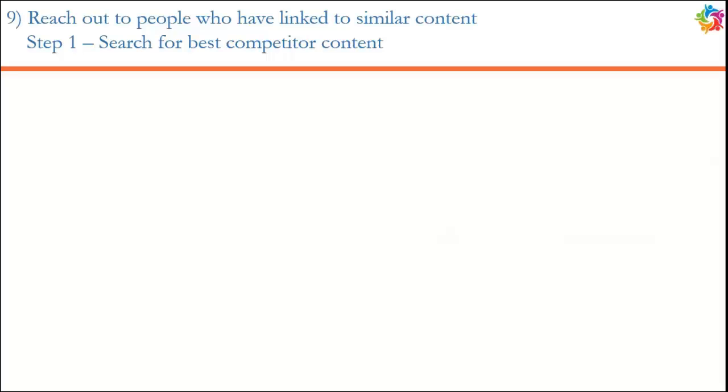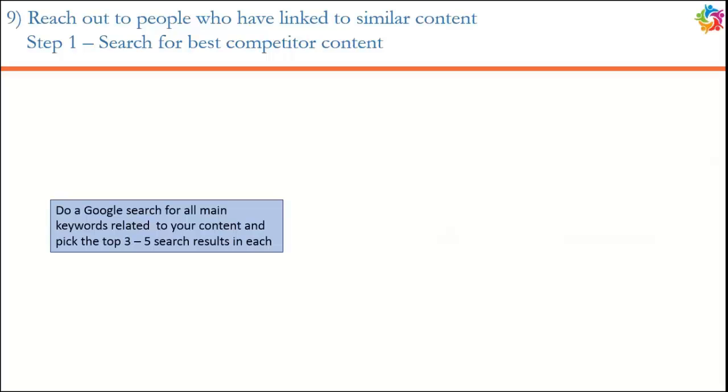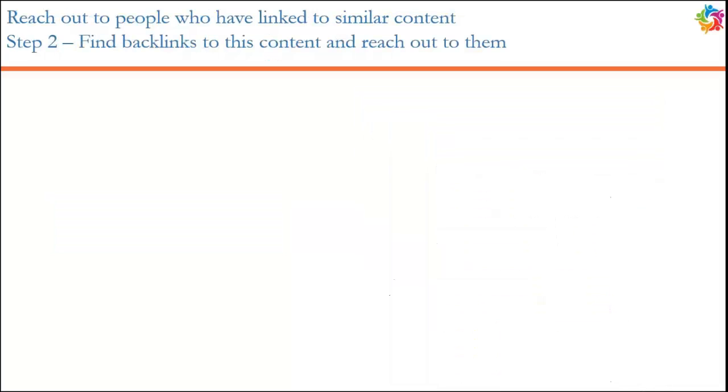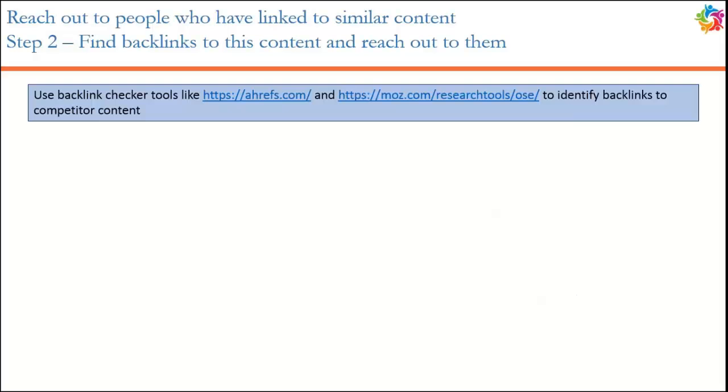So how do you do this? First step is to do a Google search again for all your keywords related to your content. So let's Google for best e-commerce platform, see what are the top results showing at that time. And then you pick the top 3 or 5 results. Use a tool like Ahrefs and OpenSite Explorer. I've listed them here for you.